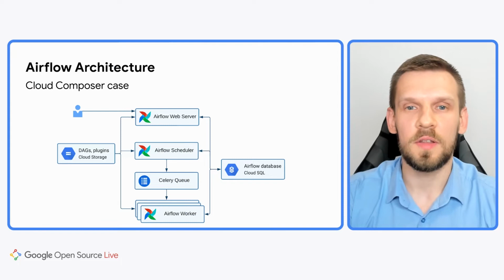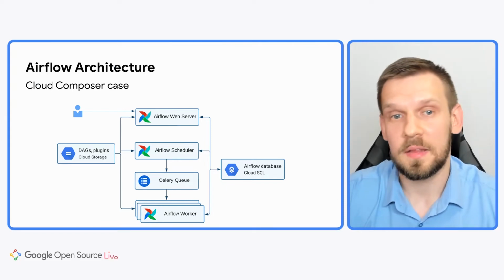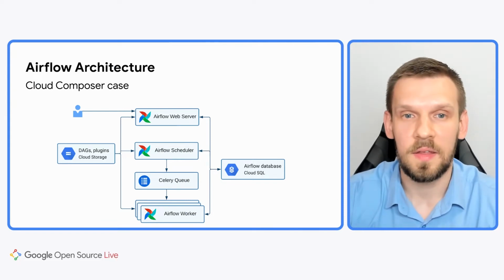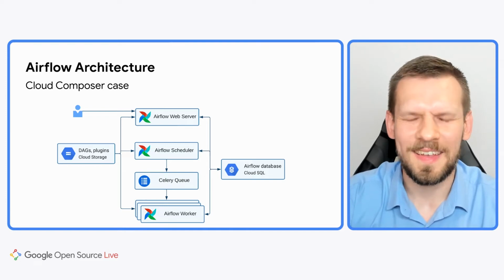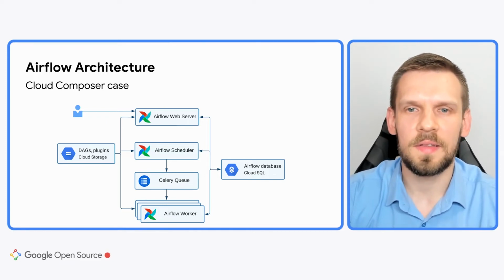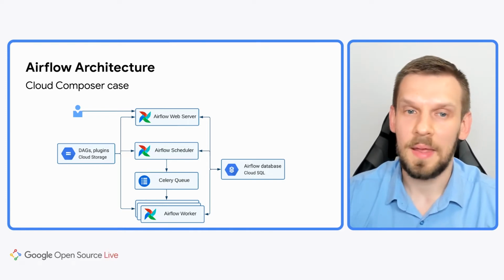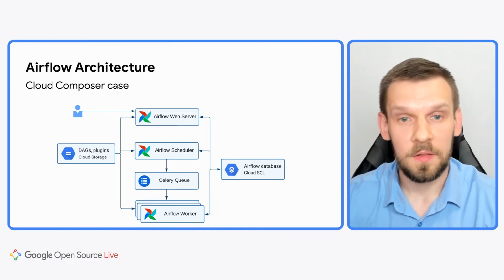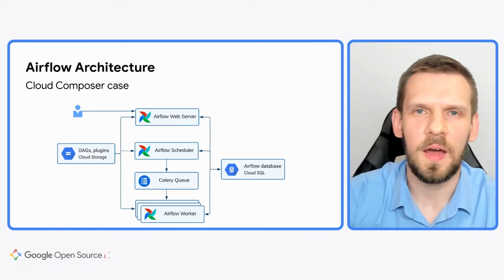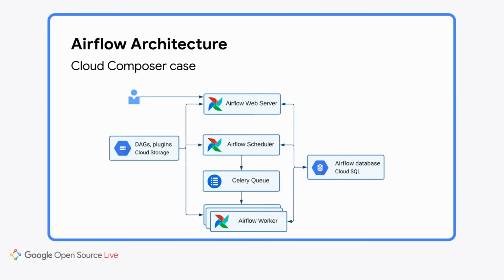So it checks all dependencies for a task like time, parent task state, and if they are all met, it sends the task for execution by putting them in the celery queue. Celery queue, which is actually not a part of Airflow code, but just an external component, is just a broker between 2 components, as on the other side of it, we have Airflow workers. There may be many of them.